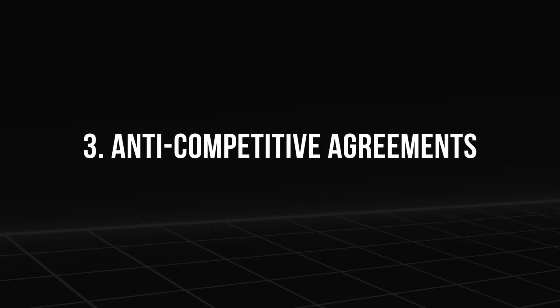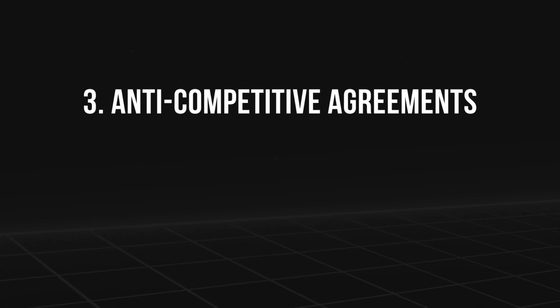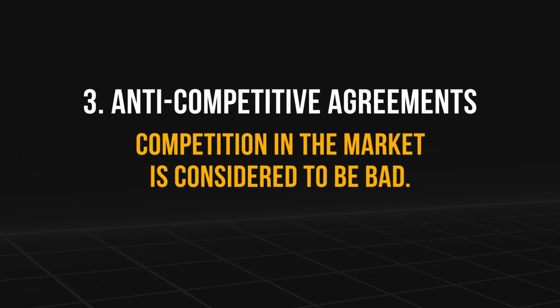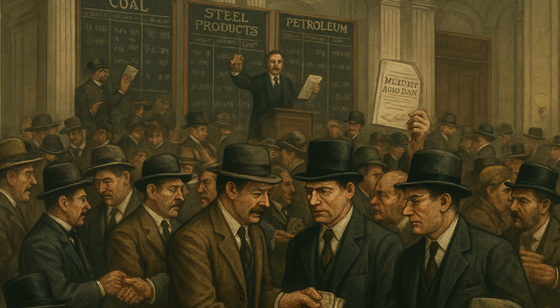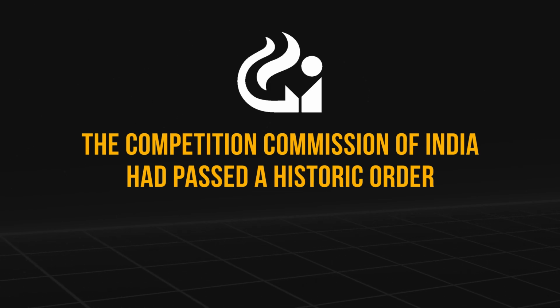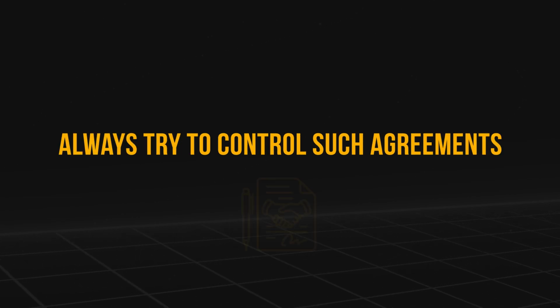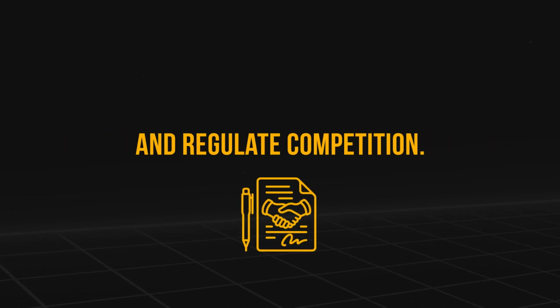Now, coming to the third purpose of competition authorities. The third category basically deals with anti-competitive agreements. So, any kind of agreement which basically hinders competition in the market is considered to be bad. One such example can be cartelization, or multiple people coming together and fixing the prices in a market. The Competition Commission of India had passed a historic order against cement companies which were using the Cement Manufacturers Association and its meetings to fix prices, which effectively goes against the spirit of competition itself. Thus, the authorities always try to control such agreements and regulate competition.